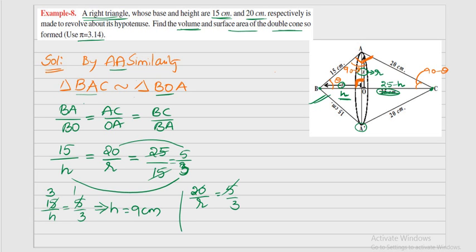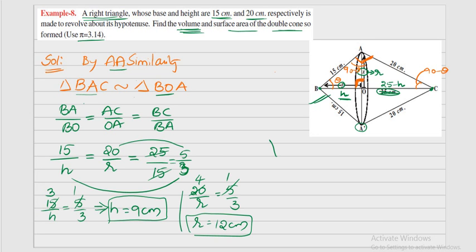So in 5 table it goes 4 times, 1 time remains. So from this, the radius I got is 12 centimeters. So radius is equal to 12 centimeters, height is equal to 9 centimeters. Right, now first thing, what did he ask you to find?